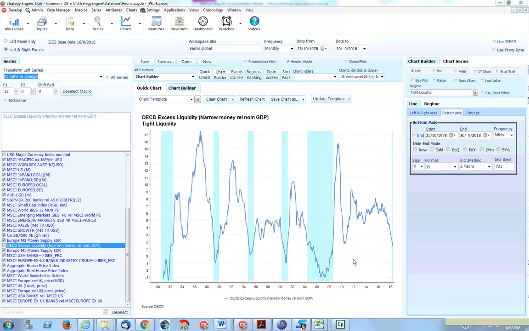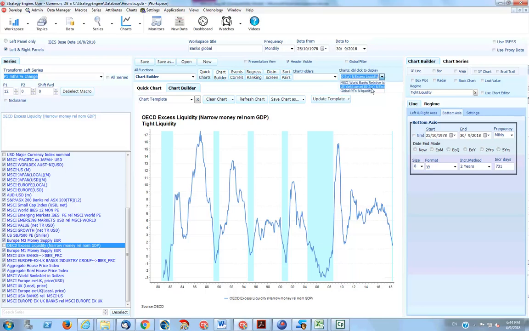What I've also done on the chart here is just created regime periods where what is considered to be tight liquidity. So when excess liquidity has been less than 2%, and you can see some of the extreme levels that it has got to. They're actually shown there on the chart.